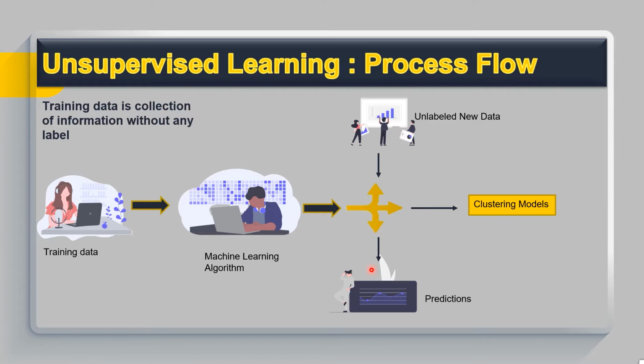If you have a look at the workflow or the process flow of unsupervised learning, the training data is a collection of information without any label. We have the machine learning algorithm, and then we have the clustering models. What it does is that it divides the data into different clusters. And again, if you provide any unlabeled new data, it will make a prediction and find out to which cluster that particular data point belongs.